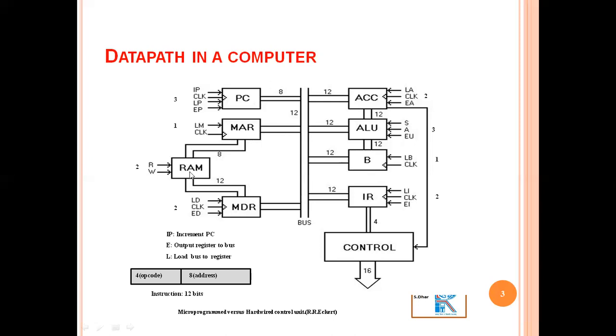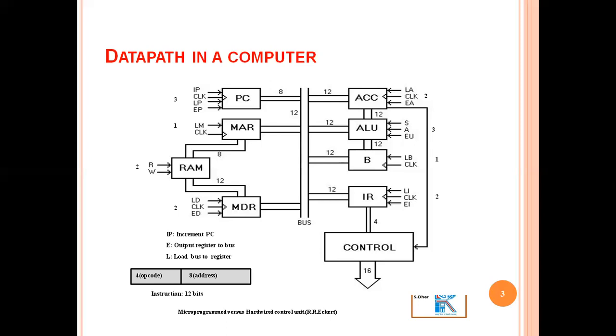Now each component is related with a set of control signals. See here, all these are the control signals: IP, LP, EP, LM, R, W, LD, ED, LA, EA, AS, AU, LB, LI, and EI. All are different control signals. Now what is the clock? The clock is not actually a control signal. It generates pulses, and with the help of the clock pulses, the control unit will generate the sequence of the control signals.